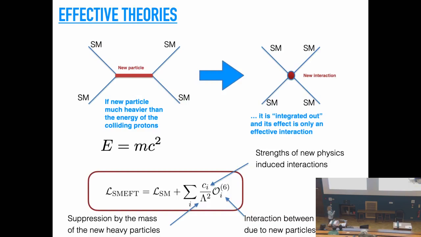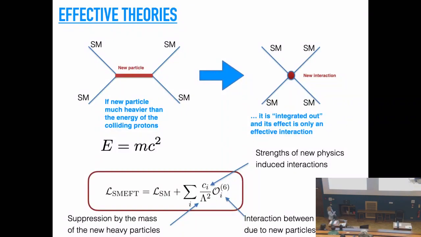The good thing is that we can parameterize them. Sorry if I put an equation, but I like equations. So this is how we can parameterize them. We write the standard model, and on top of it, we write something which is some coefficient divided by the mass of this new particle, so something that suppresses the presence of this thing.